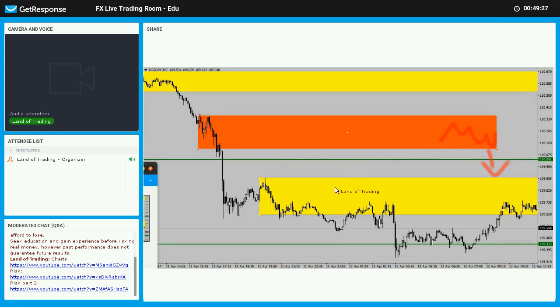What's going to happen inside here? Because remember, especially if that's going to happen right before the end of the day, it means that we may close the day above 110.20, and we may continue to the upside. We may try to squeeze some shorts. All right.